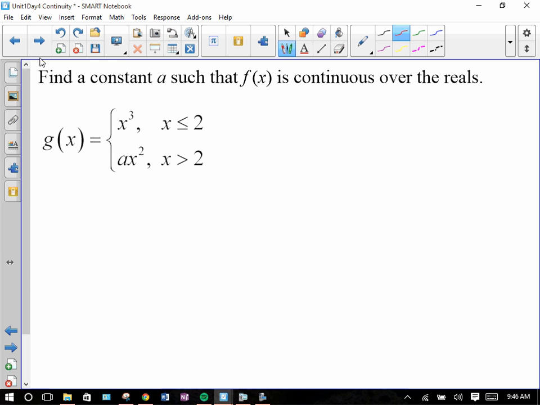So this one says, find a constant A such that f of x is continuous over the real numbers. We have a piecewise function here. What it's saying is we need to figure out what A is to make sure that this is a continuous function. So we need to figure out what x cubed is approaching.